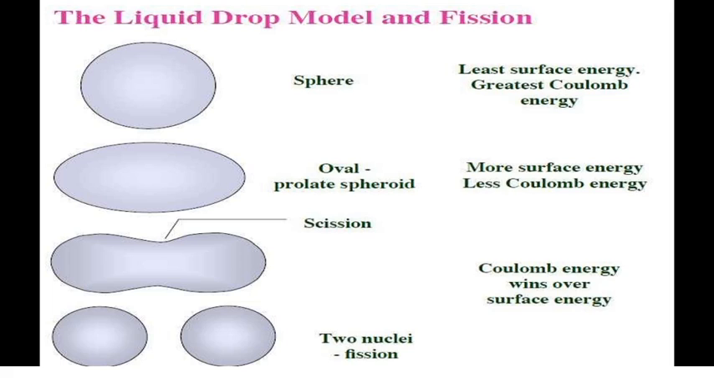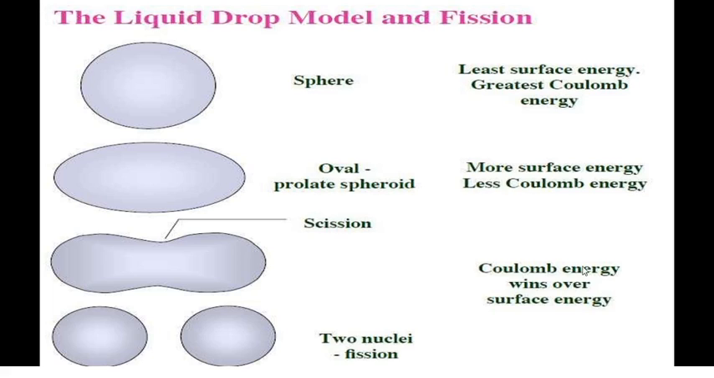Now, what happens to this nucleus? The spherical nucleus has changed to this form, which looks like an oval shape, that is, what is named a prolate spheroid. So in this case, the surface energy will be more and the Coulomb energy will be less. What happens when the Coulomb energy is less and the surface energy is more? See, the molecules inside the liquid are free to move, isn't it? Similarly, the nucleus is attaining an oval shape here.